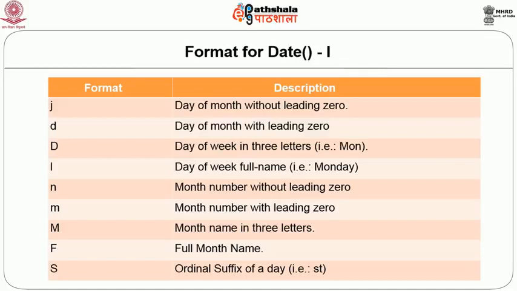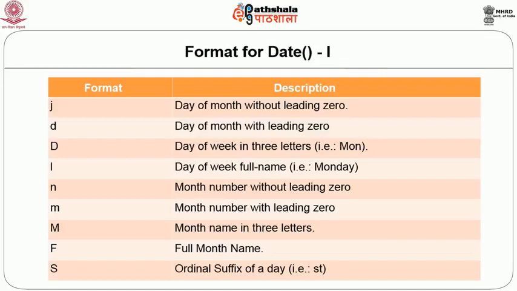If you write j, it will give the day of month without leading zeros. Small d will be day of month with leading zero. Capital D is for day of week in three letters. L, N, M, etc. Let me write one example of that.